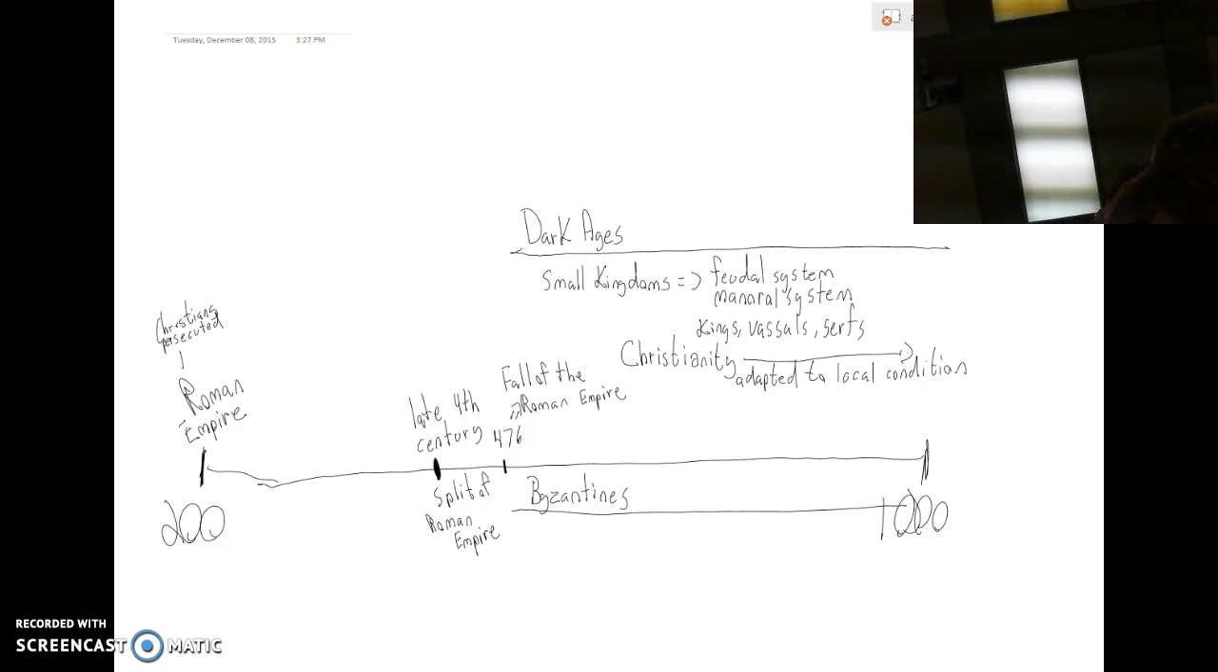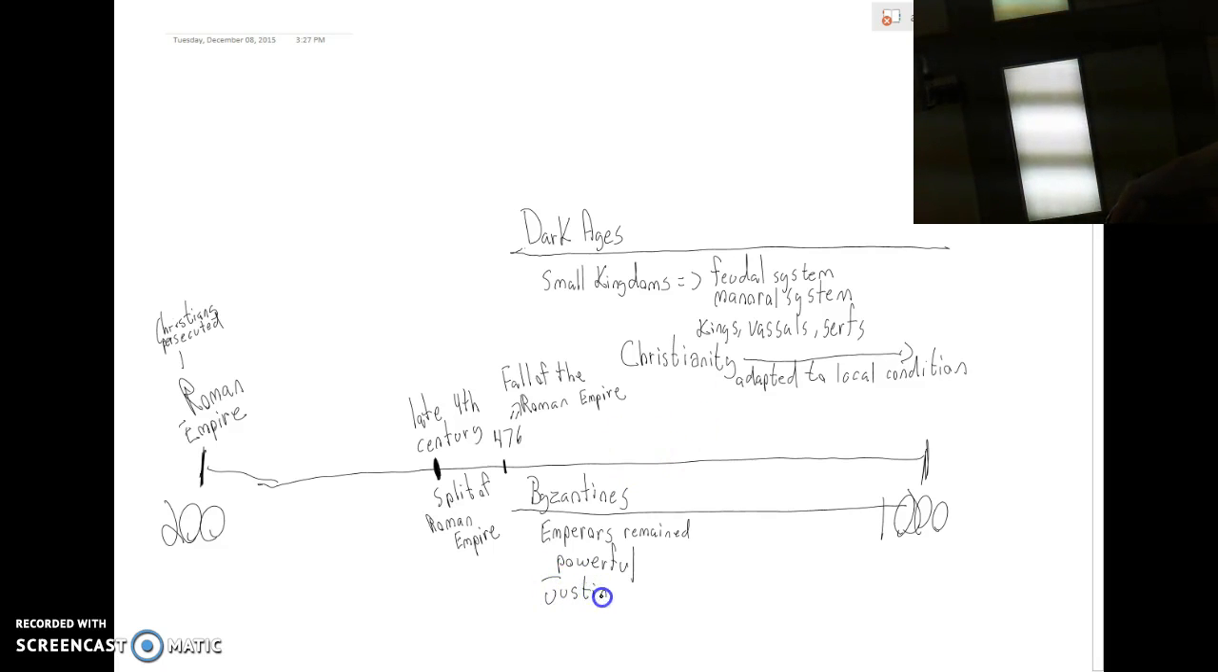So there's no feudal system in the Byzantine Empire. The emperors remained powerful. They had monopolies on industries. There was centralized rule. You have the continuation of Roman legal systems. So one thing you might want to look at is Justinian's Code and how that's a continuation of Roman legal traditions.